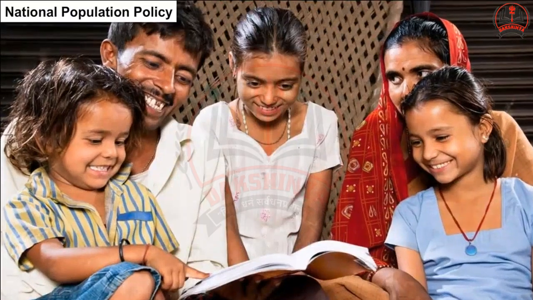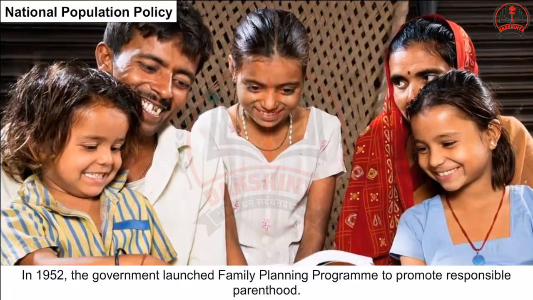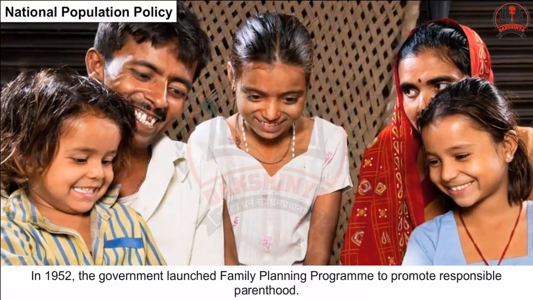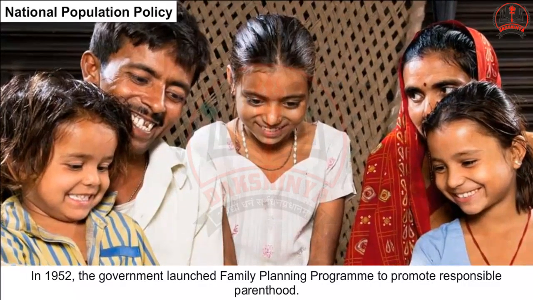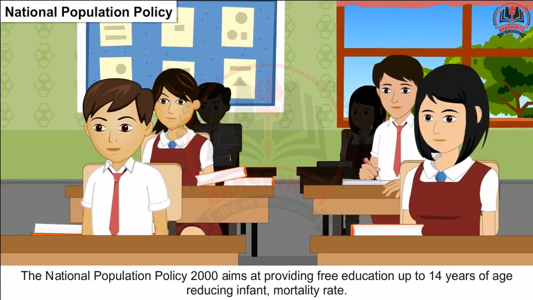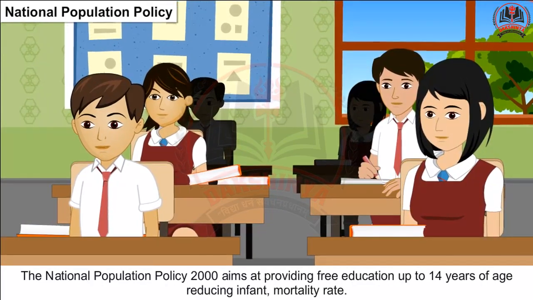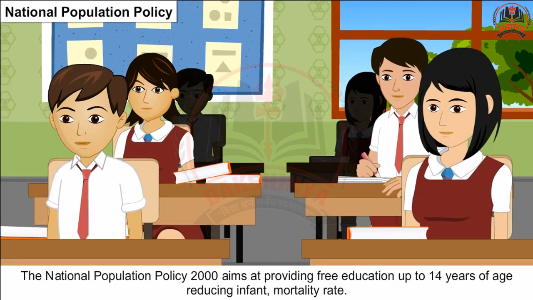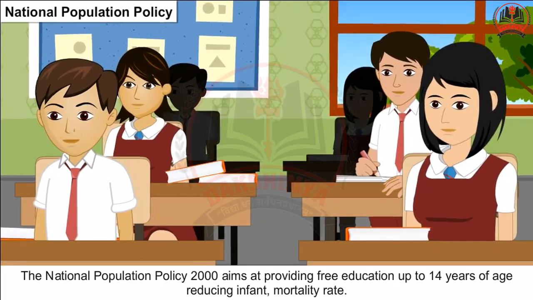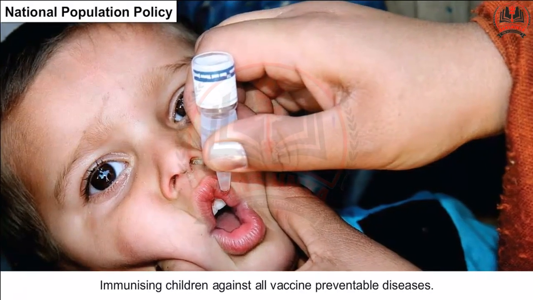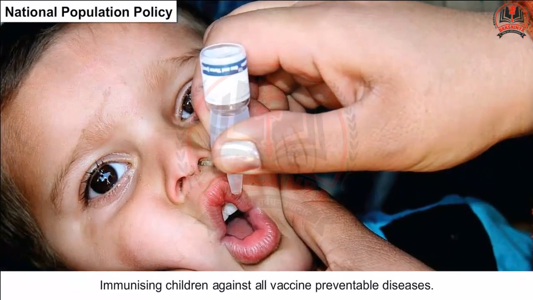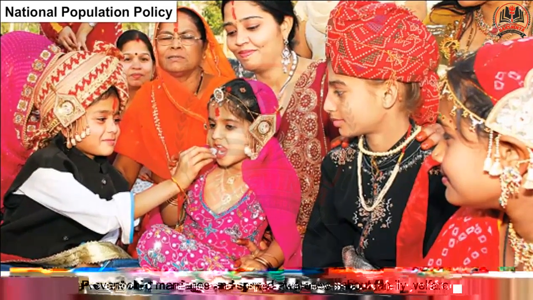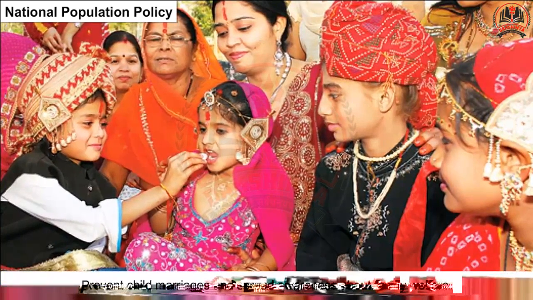National Population Policy. In 1952, the government launched Family Planning Program to promote responsible parenthood. The National Population Policy 2000 aims at providing free education up to 14 years of age, reducing infant mortality rate, immunizing children against all vaccine-preventable diseases, prevent child marriages, and spread awareness about family welfare.